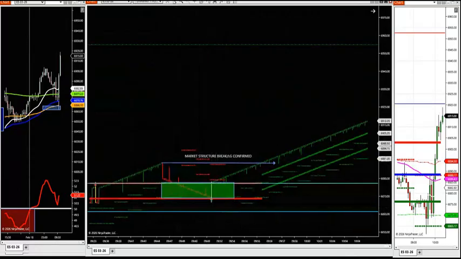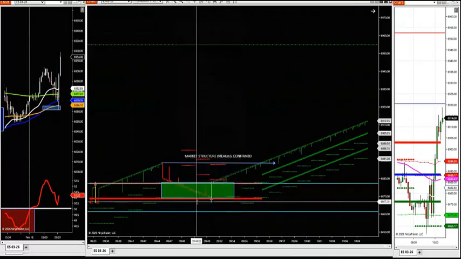Where's your stop? Where's your ultimate stop? Where's it got to be? It's got to be below the integrity of the zone, no matter what you use.